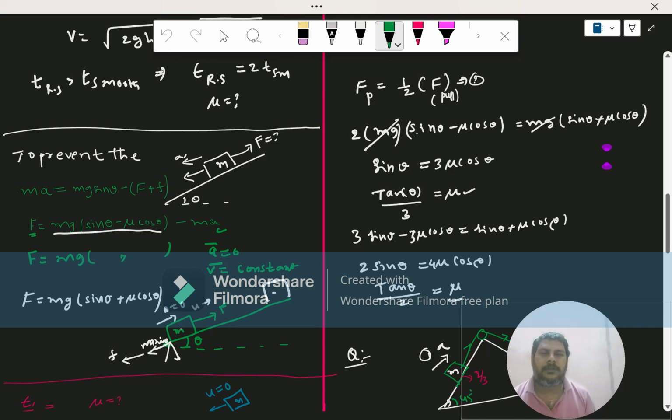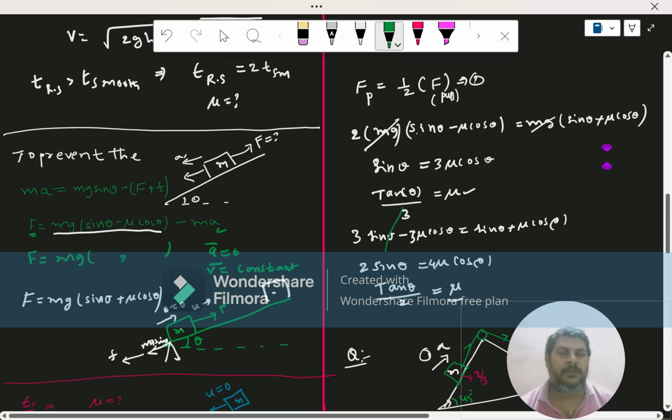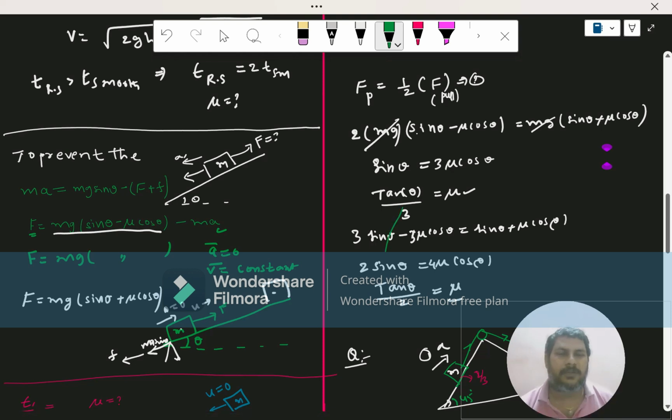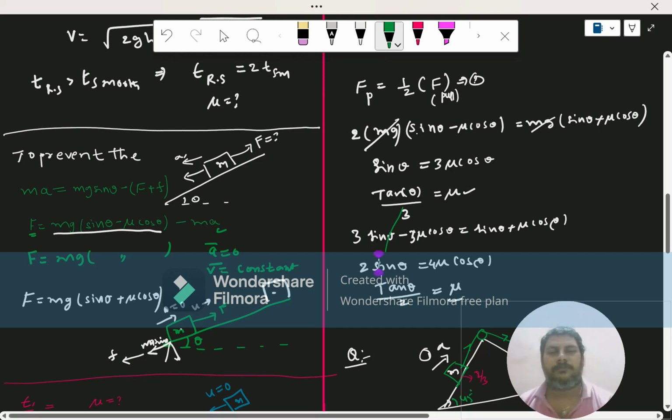That means the force is increased. The required force to slide up, or to pull upwards, is 3 times that of sliding down. That means the preventing force is 1 by 3 of the force of pull. Otherwise, the force of pull is 3 times the preventing force. In that case, mu is equal to tan theta by 2. So the mu value tan theta by 2 is more than tan theta by 3. Therefore, the required force increases when roughness is increased. So next model.